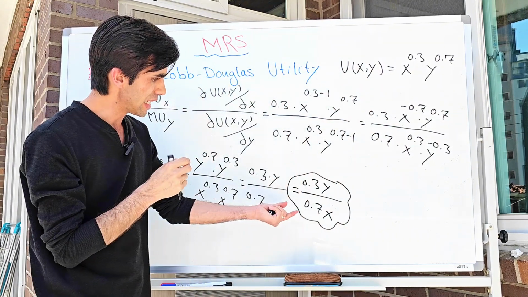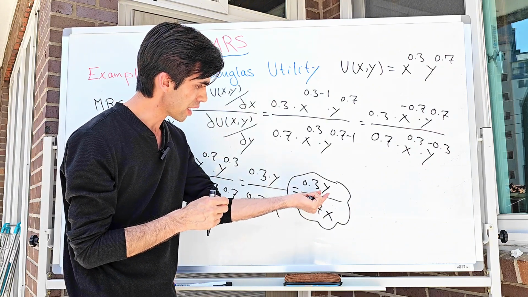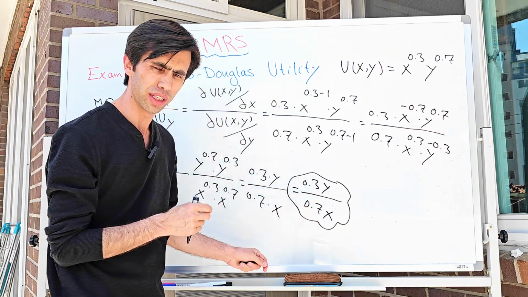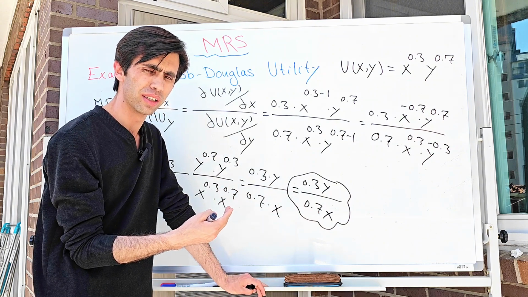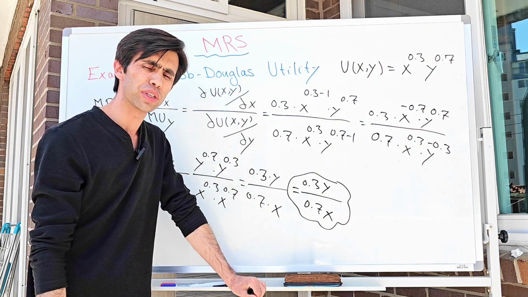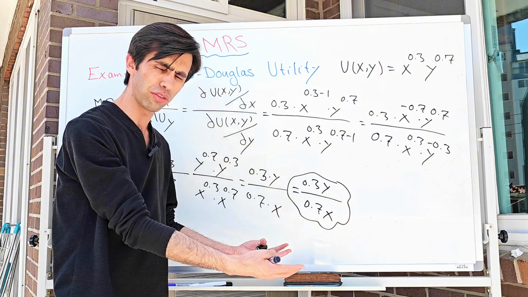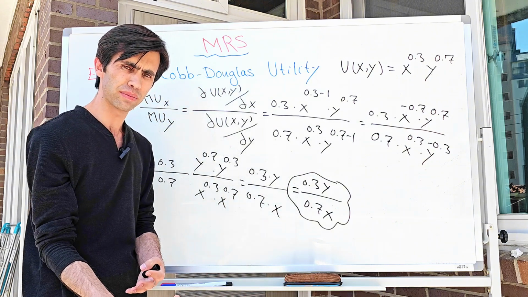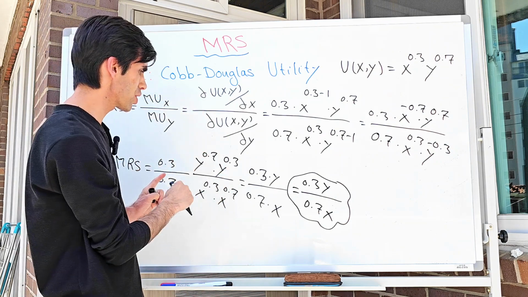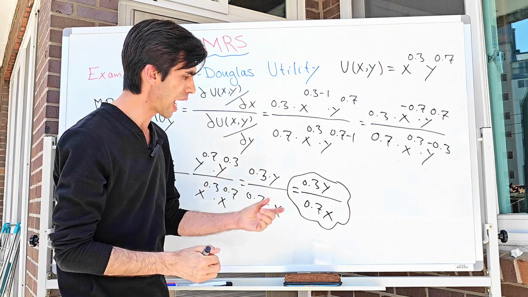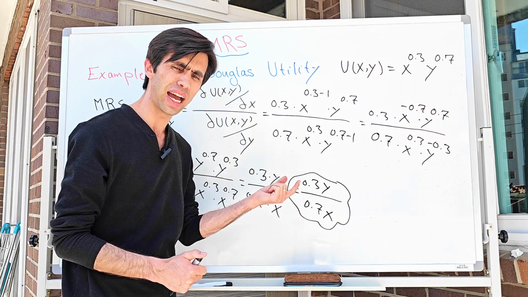Here the marginal rate of substitution of this Cobb-Douglas utility function depends on the values of x and y. It depends on how much x and y we have in our consumption bundle. If we have more y and x, the value will be different than if we have less y and x. That's why in the Cobb-Douglas utility function, the marginal rate of substitution depends on how much x and y we already have in our consumption bundle.